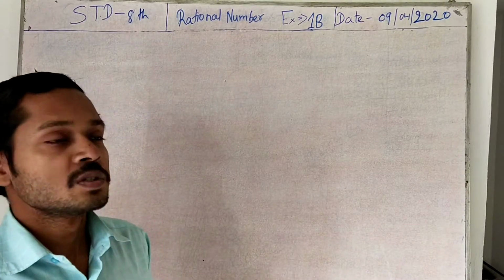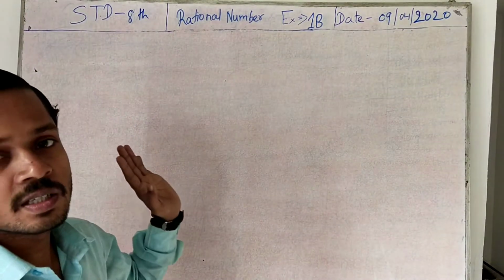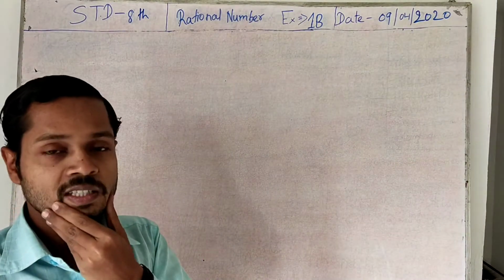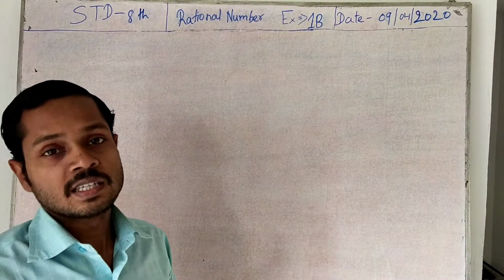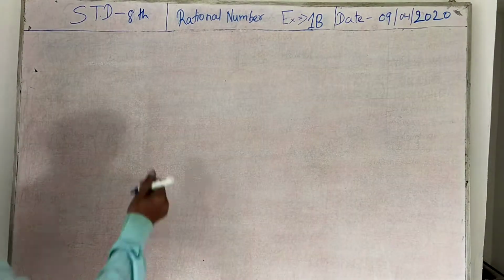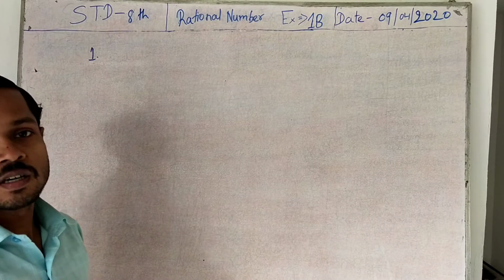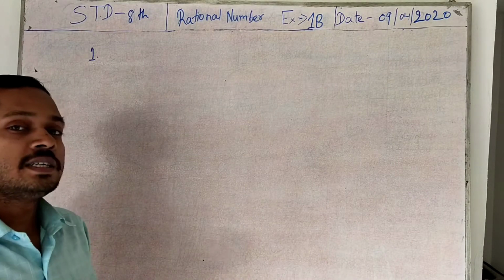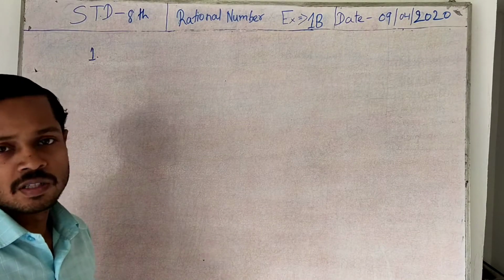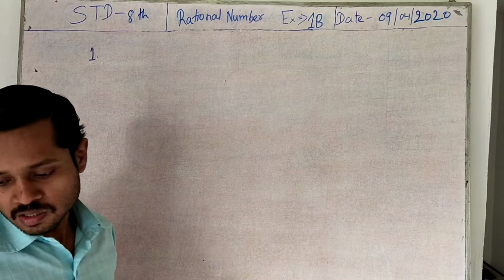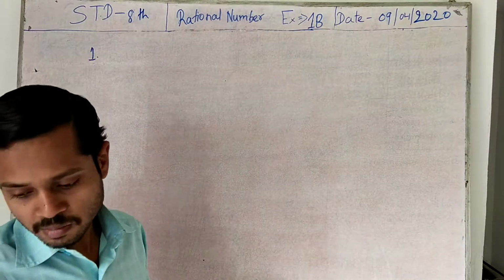And now we are going to read about the standard aids of a rational number of exercise 1b. Today is 9th April. Now we are starting the exercise. Question number first: we will have to represent the number on the number line. I am reading the question. Represent each of the following numbers on the number line.